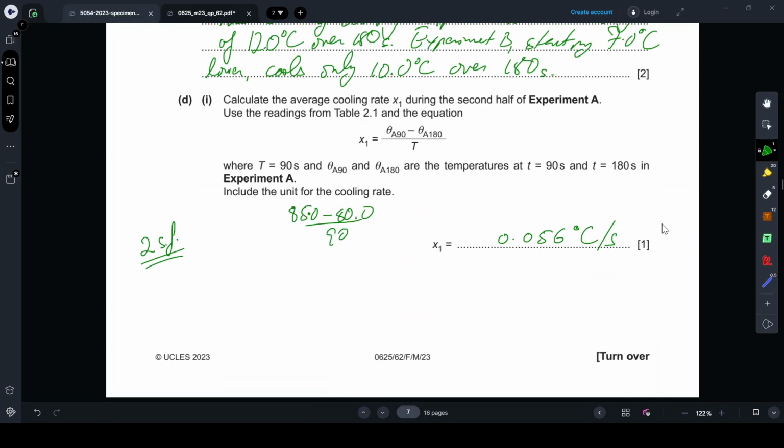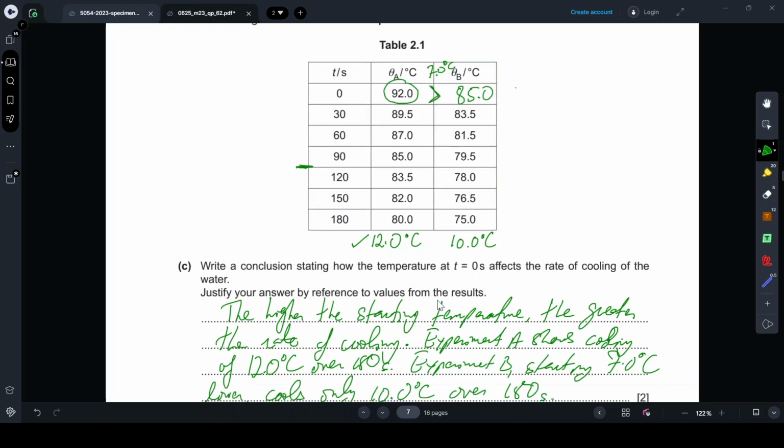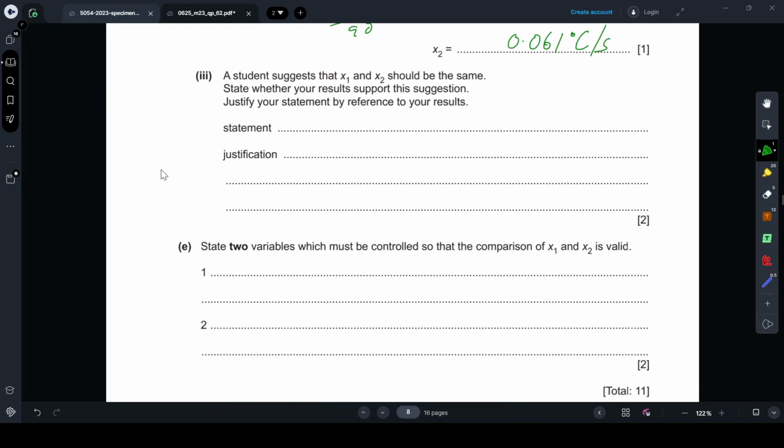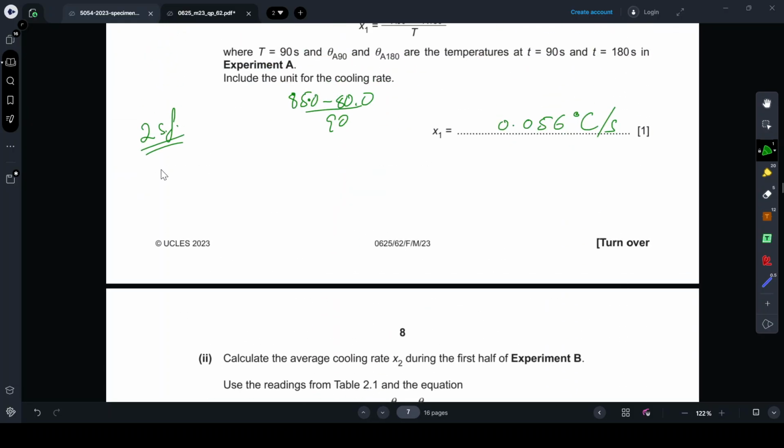Now in all of this, you could say that they're not the same, but the question is, is it significantly greater? The difference between the two is 0.005, right? 0.061 minus 0.056 is 0.005 degrees centigrade per second. Is that significant?